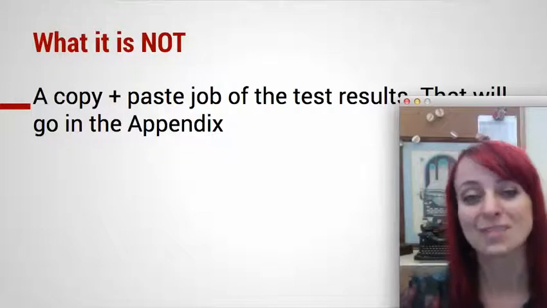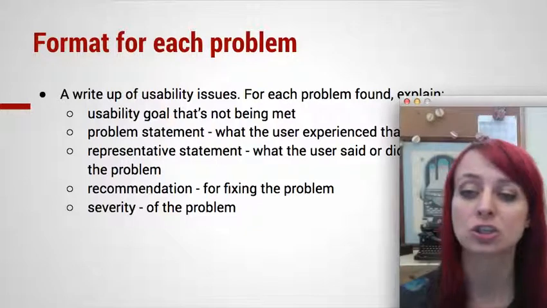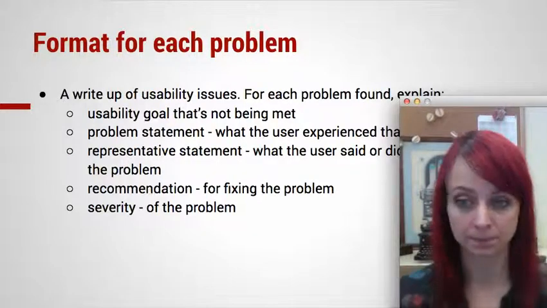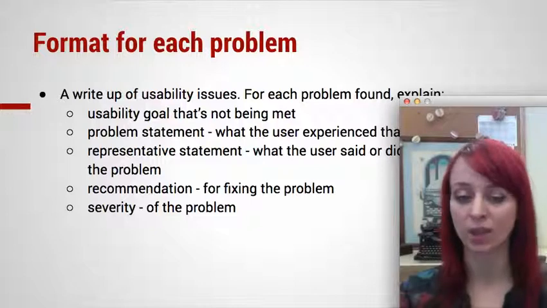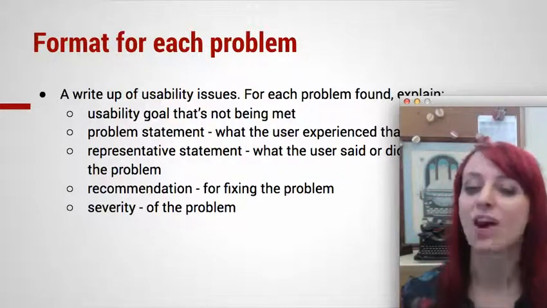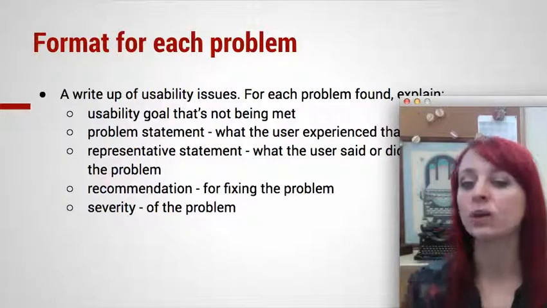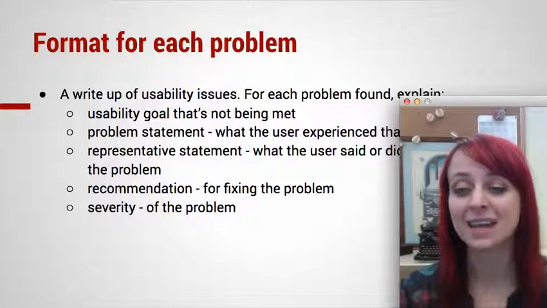So what do we need to do for an evaluation report? Well, first we need to write a cover page just introducing what I'm about to look at. This is the names of the teammates, names of the reviewer or tester, and then we need to figure out what the problems are. What are the problems we saw in this test? Whatever we did, whether it was user tests or an expert evaluation, what were the problems? For each problem, we're going to identify the usability issue that problem is.